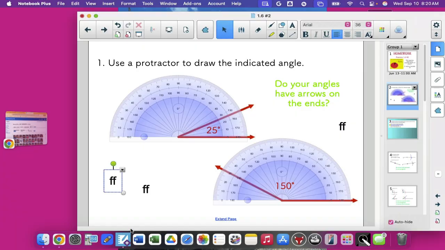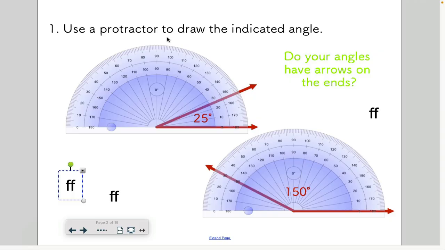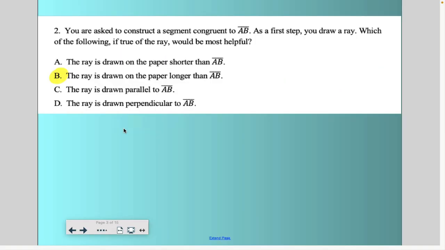All right. Some things you might be missing. If you're missing arrows on the end, you need to put them in right now. Angles consist of 2 different rays, not 2 lines, not 2 line segments. They consist of 2 different rays. Overall, though, the 150 and the 25 should have been okay. But if you're missing the arrows on the end, that's obviously an issue.